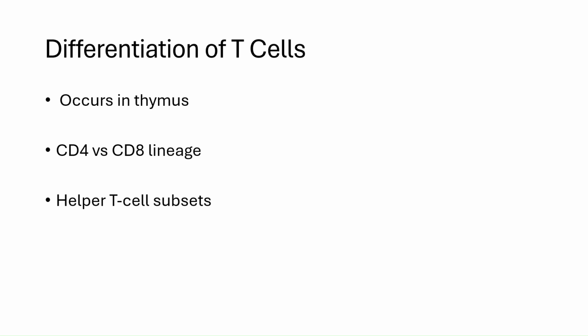And now we're going to continue this lecture with differentiation of T cells. Okay, so T cells originate in the bone marrow, but they mature in the thymus. Initially, they start as double positive cells, meaning that they express both CD4 and CD8, and then they differentiate into one lineage based on MHC recognition. So if a cell recognizes MHC1, it is going to be CD8, and if a cell recognizes MHC2, it's going to be CD4.